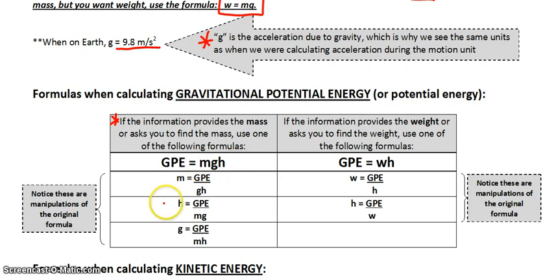Let's look at our next one. H equals GPE over mg. Same thing. If we look at our original formula, if we wanted to solve for height, we would divide by mg on each side. That would cause our m's and our g's to cancel over on the right. What are you left with? Height equals GPE over mg. Gravity formula is the exact same thing. It's just a manipulation of our first formula.